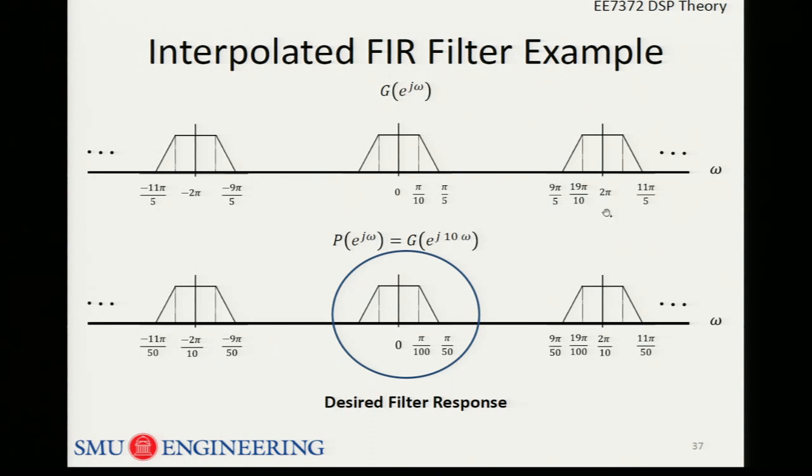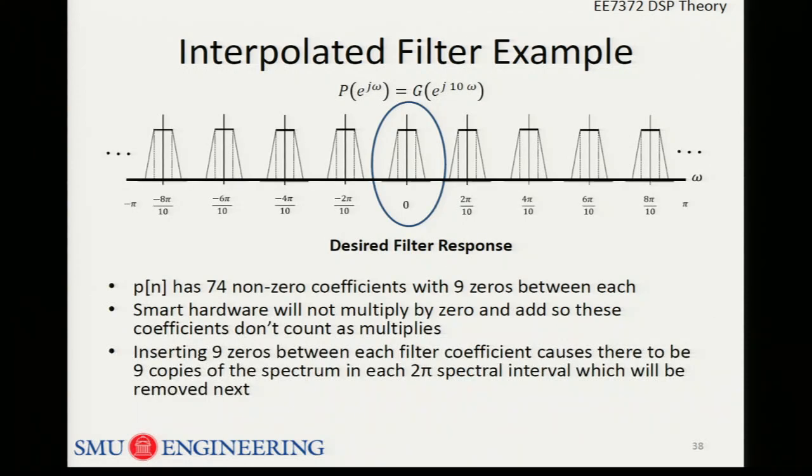We've got all these copies over here. Copies that were now sitting at 2 pi are now sitting at 2 pi over 10. So right here, this is kind of a zoomed in version. So I think the next slide is a zoomed out. Yeah. So now let's back away so we can see everything from minus pi to pi. And now we see all those copies in here. And the desired filter response is right in here. So we've got P of e^jω. It's this entire thing, and we only want one of those copies, right?